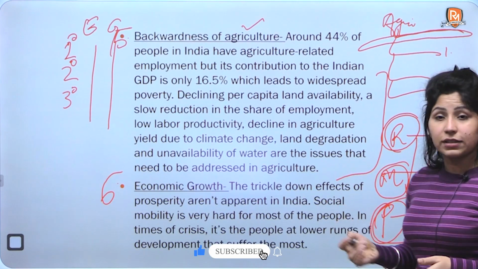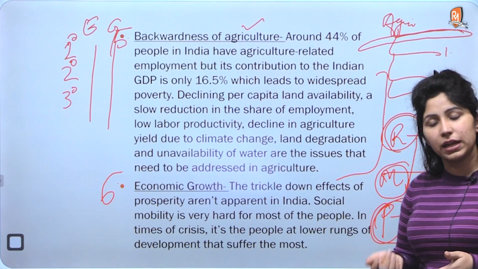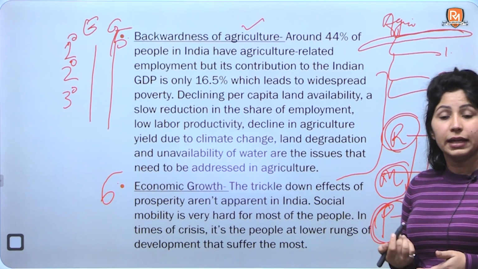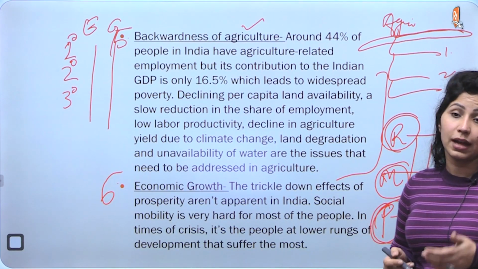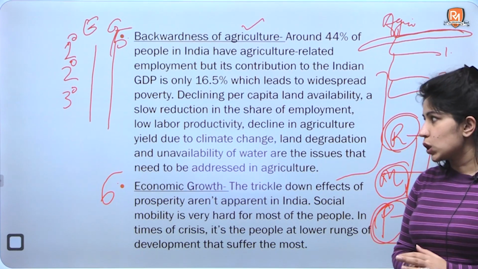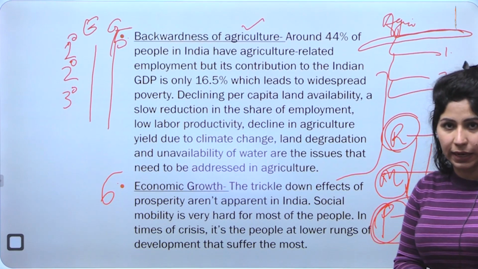So the trickle down effects of prosperity aren't apparent in India. Social mobility is very hard for most of the people. In times of crisis, it's the people at the lower rungs of development that suffer the most. So these were 6 broad challenges to economic growth in India.